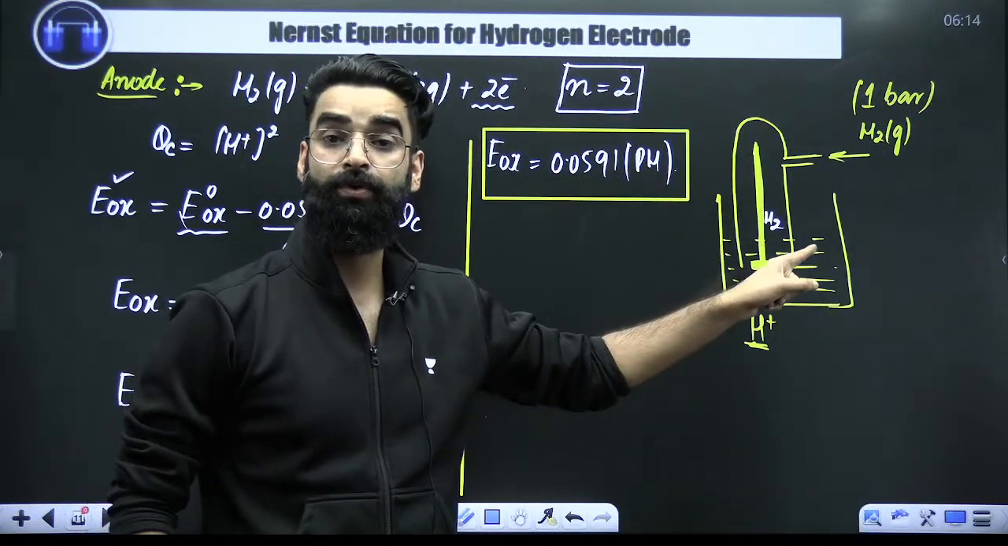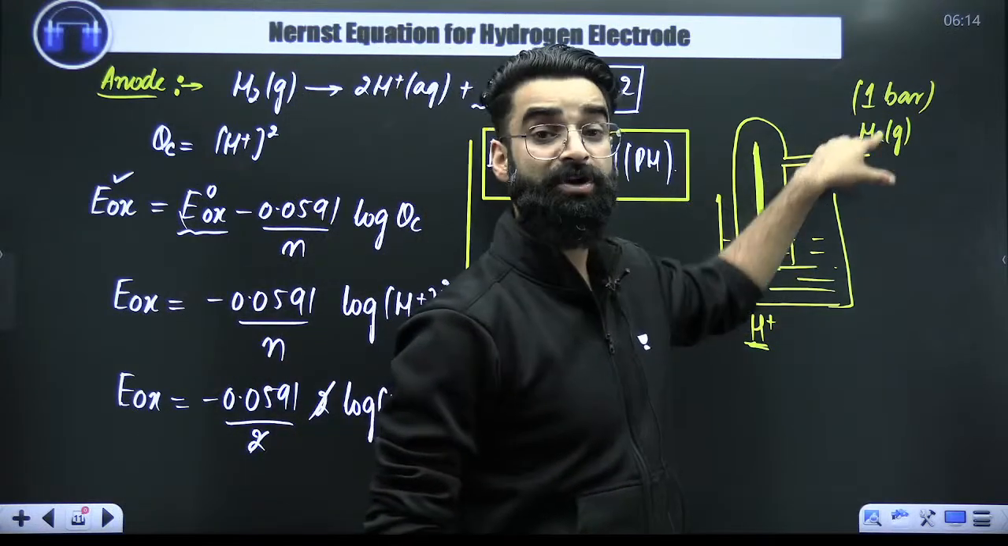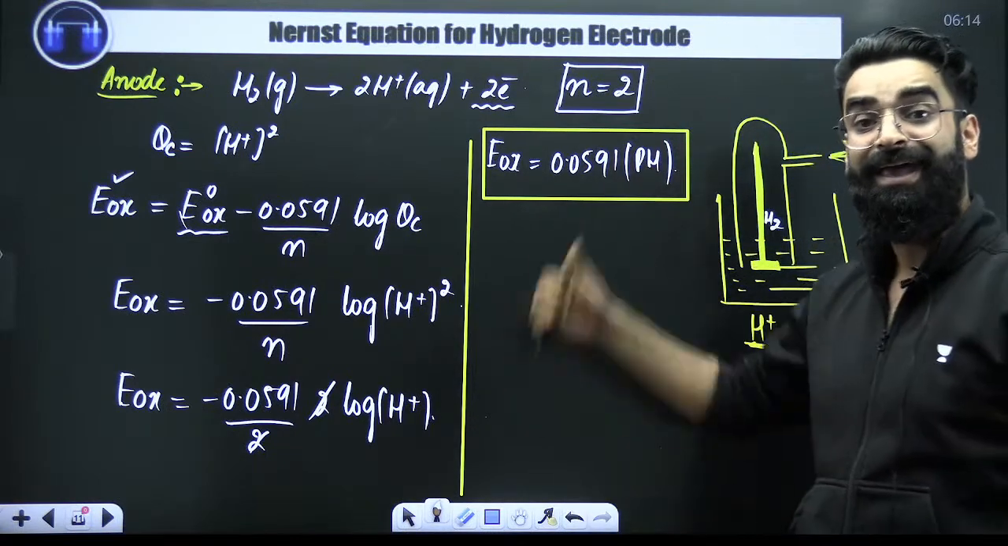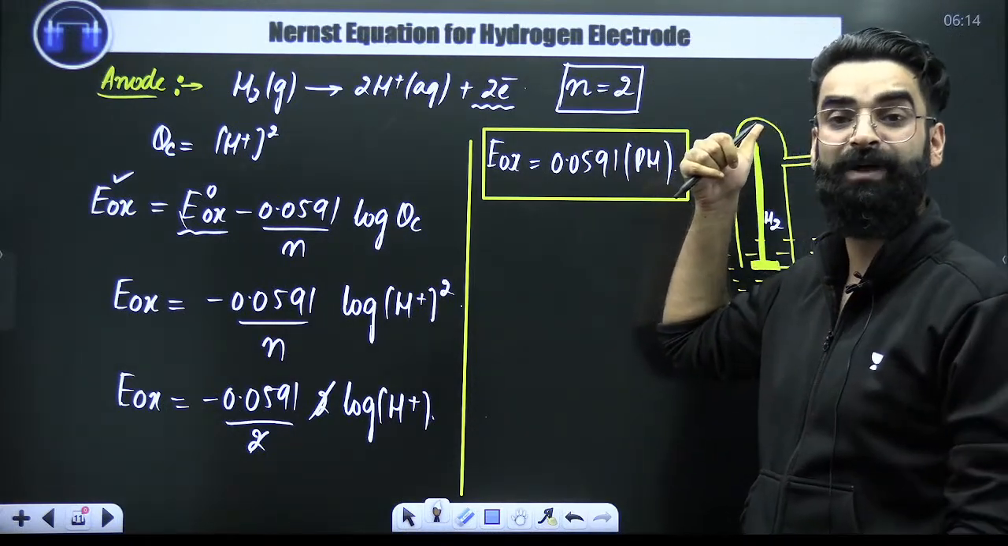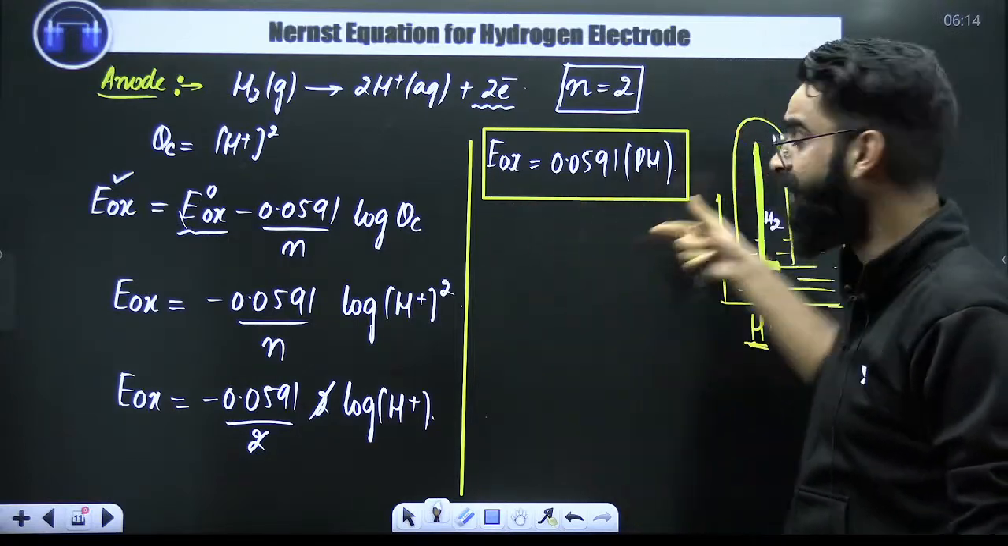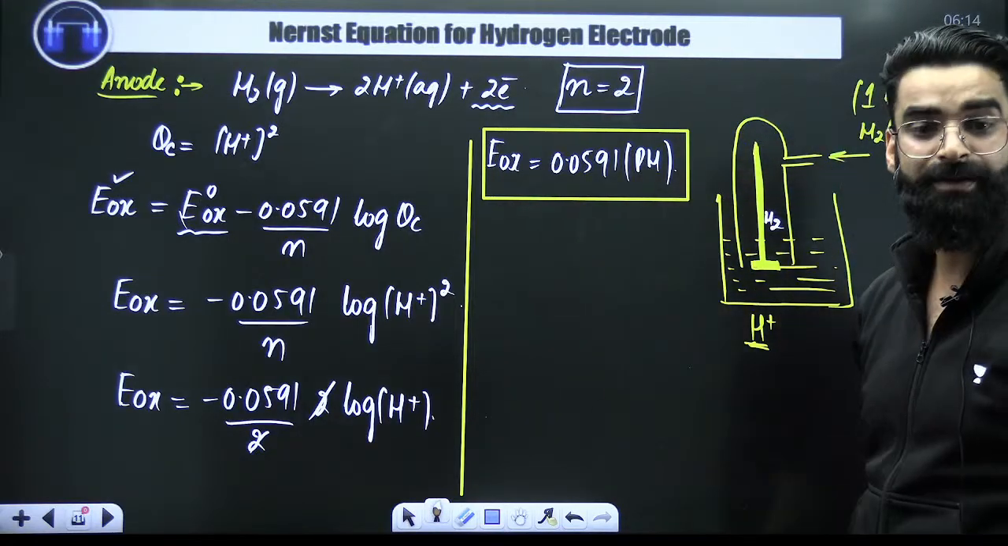So my dear students, this is one general result which I got to calculate the oxidation potential of the hydrogen electrode in which the partial pressure of H2 is 1 bar. If the partial pressure of H2 is changed, if it's not 1 bar, then you cannot use this relation. This relation is only valid when the partial pressure of H2 is 1 bar.